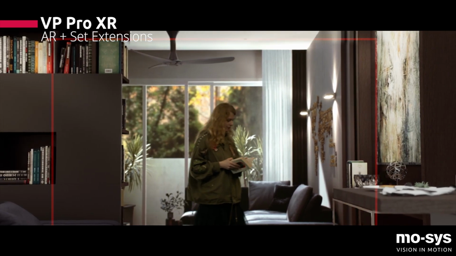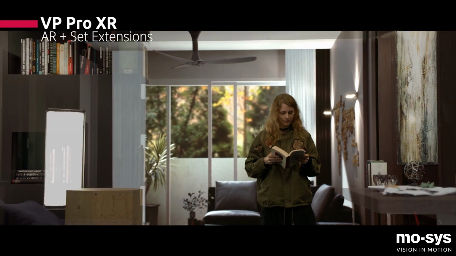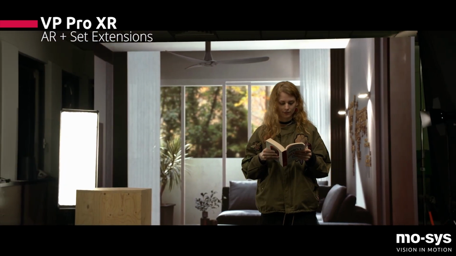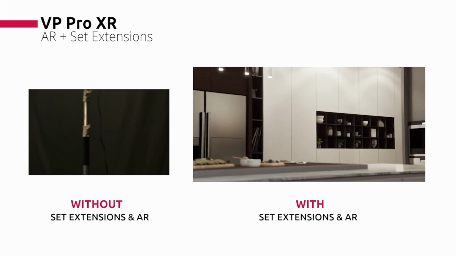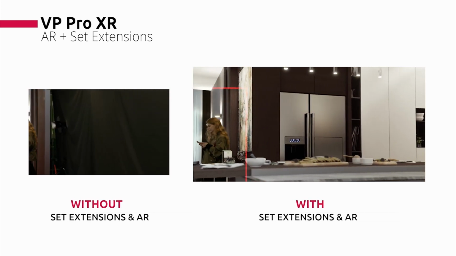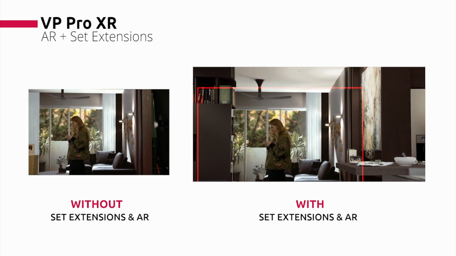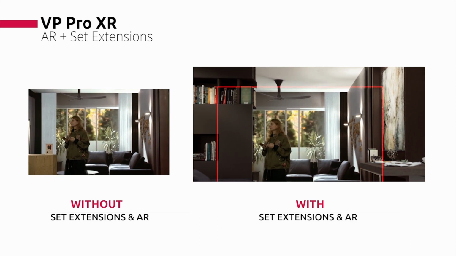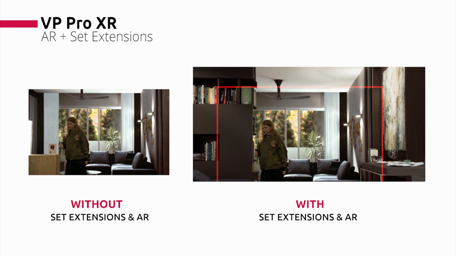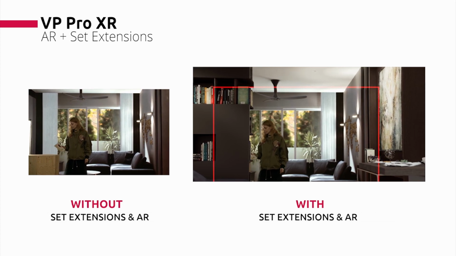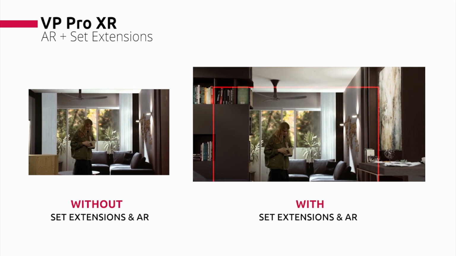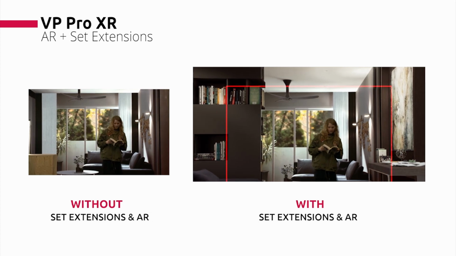We need an AR element added to the scene to cover the book sitting on the box to create the illusion of interaction between the talent, the book, and the virtual scene. Here's the same scene in 2 versions. The one on the left has no set extensions or AR. The one on the right has both set extensions and AR. Notice how the one on the right creates the illusion of a much larger set, and how the additional AR element creates the illusion of a bookshelf.